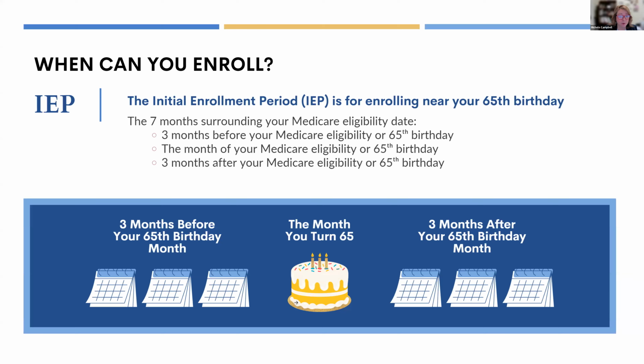If you're born on the 1st of the month, you're going to get an extra month. So you would be effective December 1st. And then you can enroll also up to 3 months after your birthday, and that's that 7-month window. After that, you would start incurring a penalty if you didn't have creditable coverage in place, which would be like a group plan or TRICARE or something.